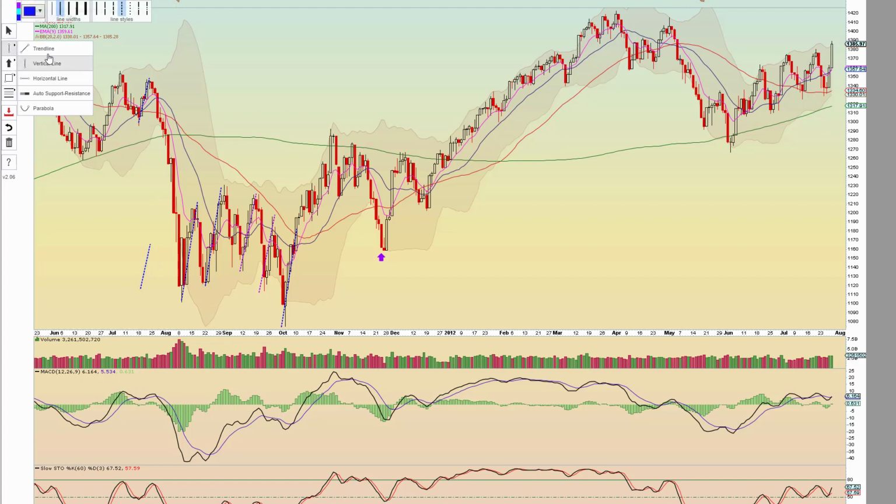Again, I'm not going to spend all the time on this, but you can see some of these pullbacks. So that pullback there. Now this pullback was identical to this pullback. Now this does form a lower high though, okay? But it didn't.